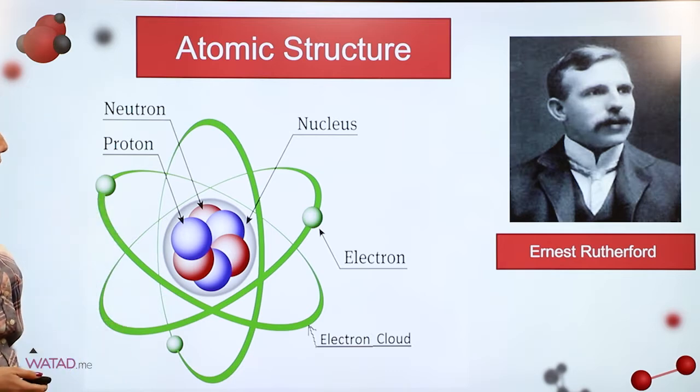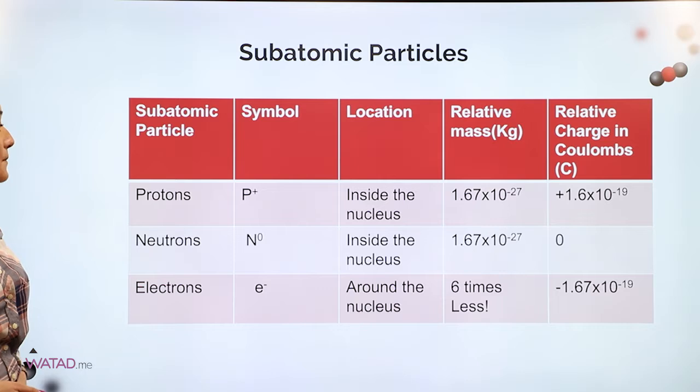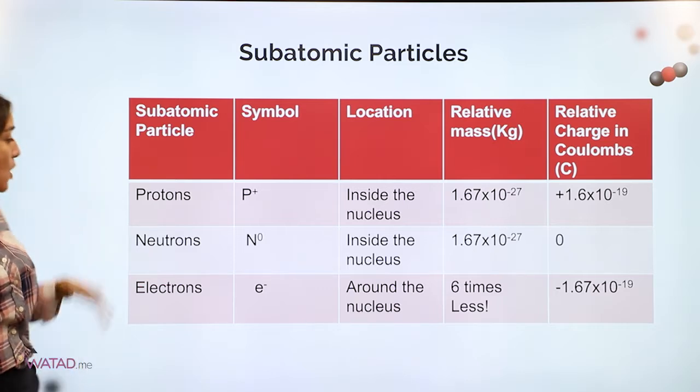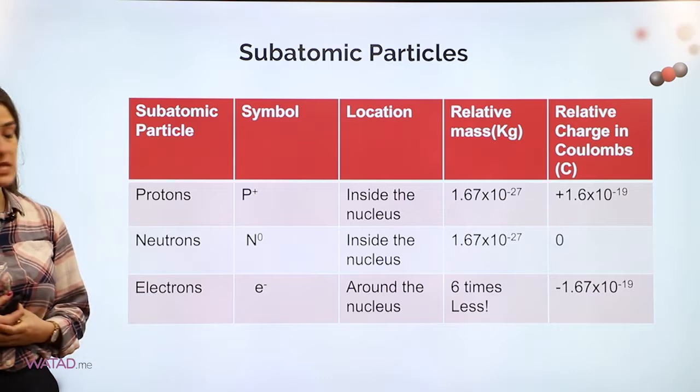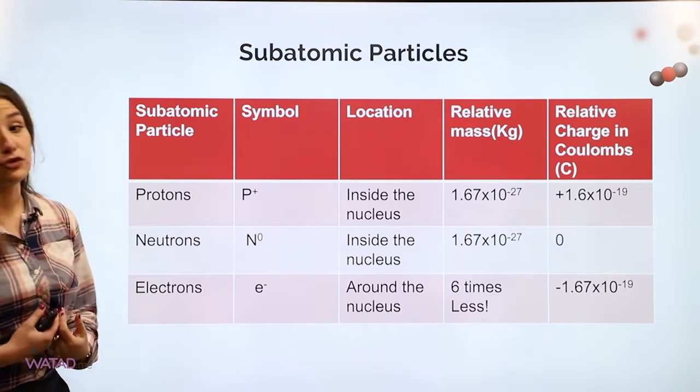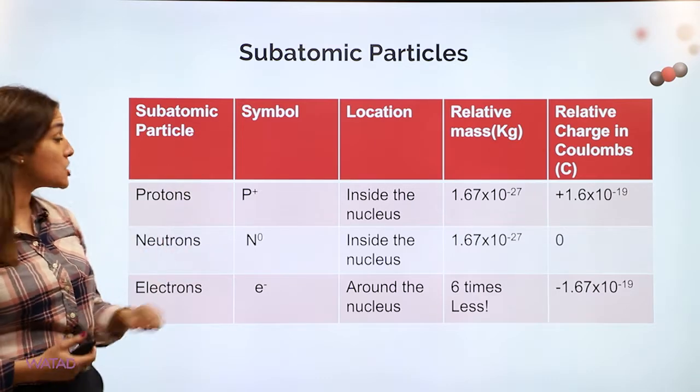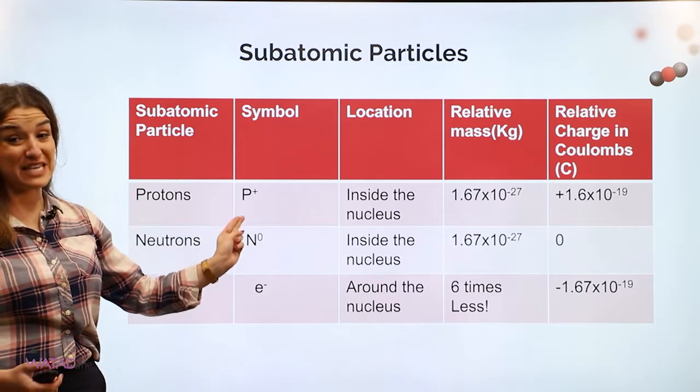So now we are going to be discussing the subatomic particles, which are protons, neutrons, and electrons. It is important to know the symbols of each, which for the proton is P plus.